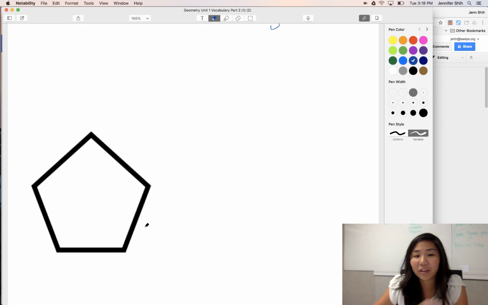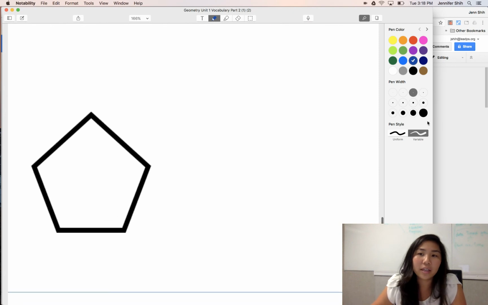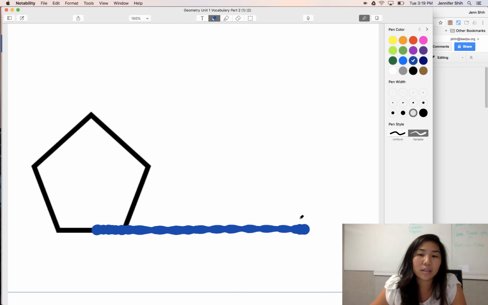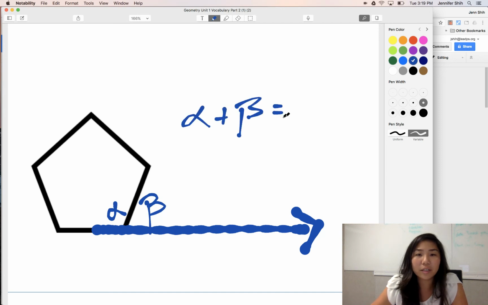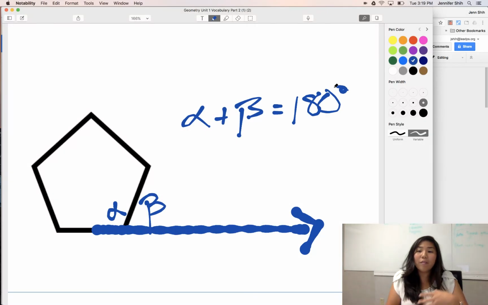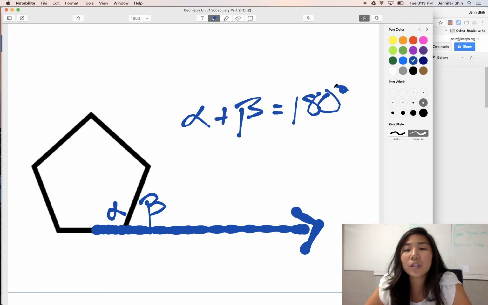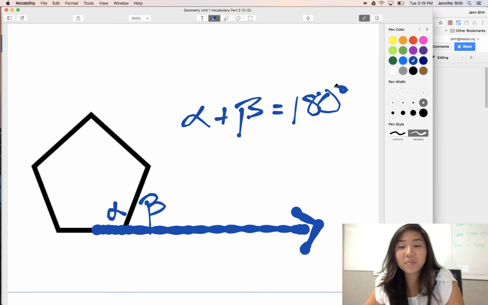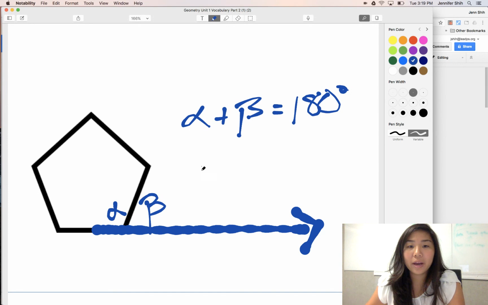When I think of linear pair, I think of this. So sometimes you take a side of your shape and you extend this line here. Now, this angle, whatever this angle is, I'll call it alpha, and this one beta. But your alpha angle plus your beta angle, because you extended this straight line, you know is 180 degrees. And this may come in handy later because you may either know your alpha angle or your beta angle, and together you would know that they add up to 180 degrees because they are a linear pair.